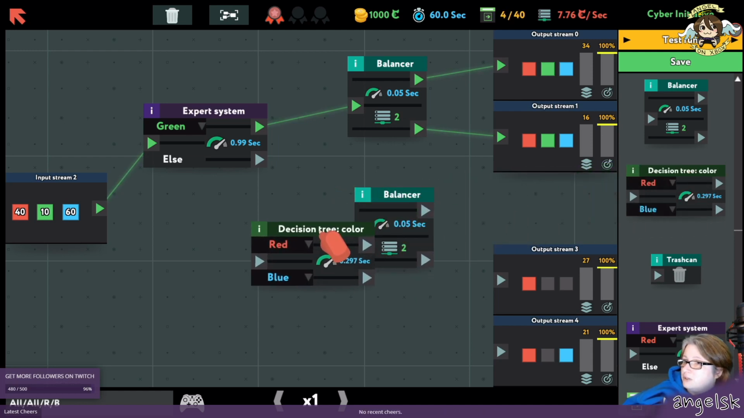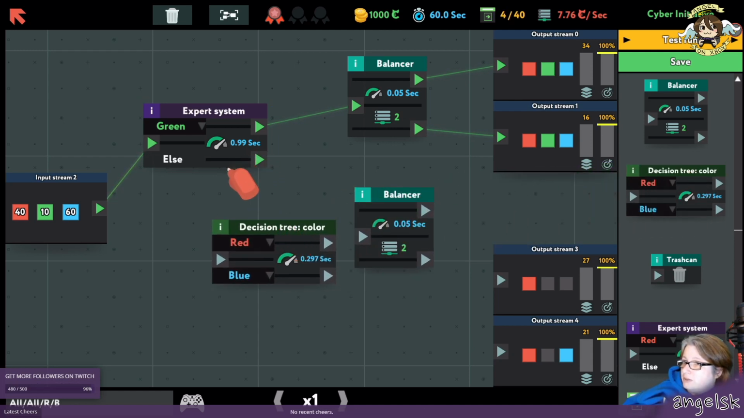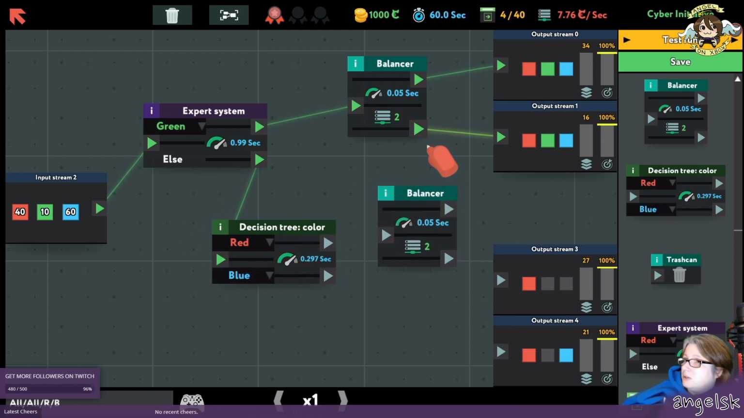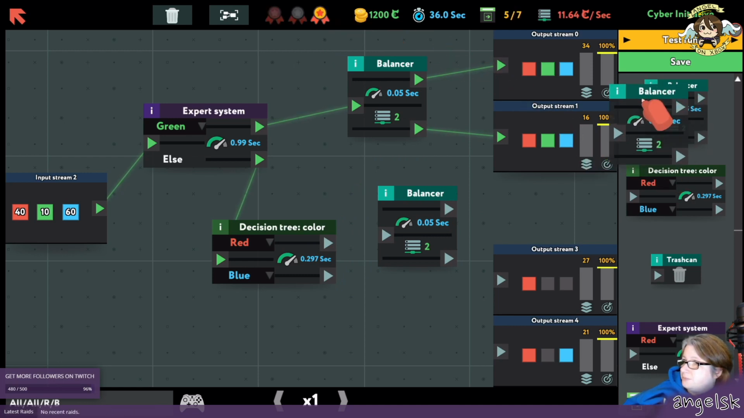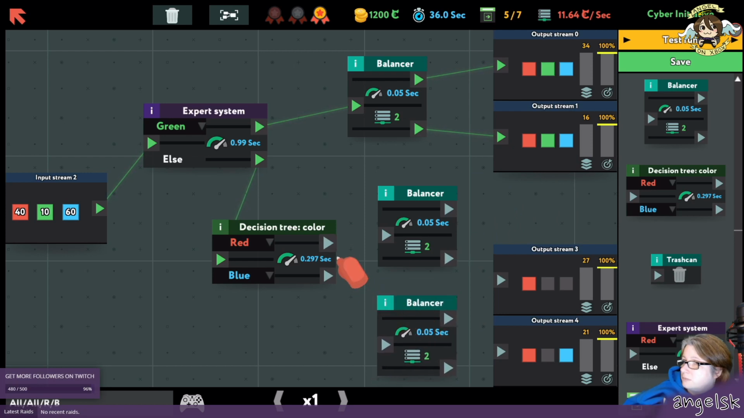Then we want a decision tree of the else's to be red-blue, which is going to be definitively red-blue. Wait, hang on, I've got the wrong thing on. I want to know what the goal target is. 4 out of 7, okay. We can do this. So the reds we're going to definitely put here. And here. So that gives us 20 in each of those.